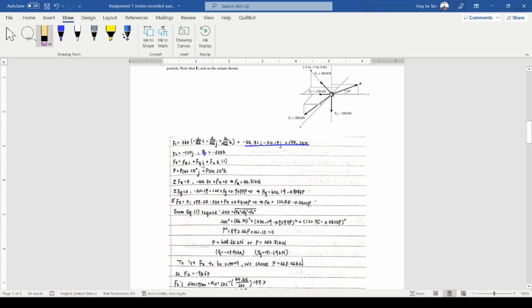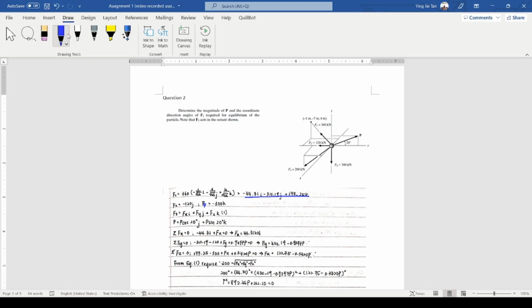Okay, so next we are going to question two, and right here we need to consider the IJK, which means the direction for the XYZ. So F1 is here, and it can go to Z, Y, and X, so we will get this one. And by doing this, we can get F2 negative 120J, and F4 is negative 300K.